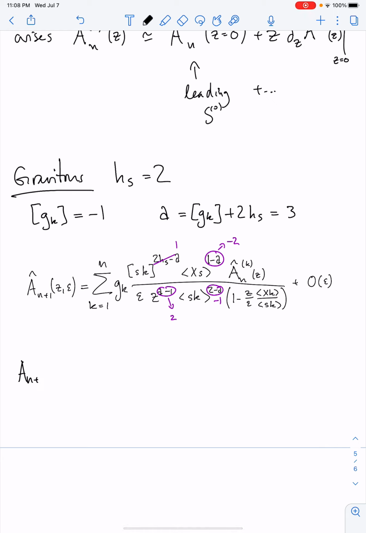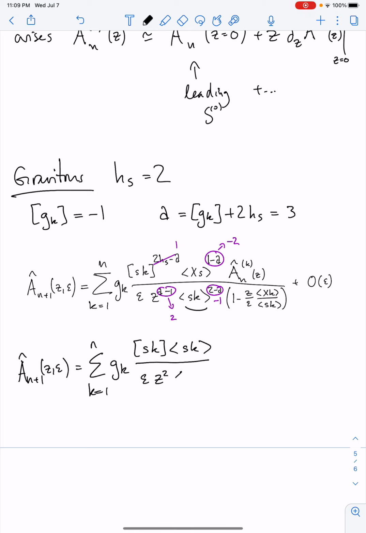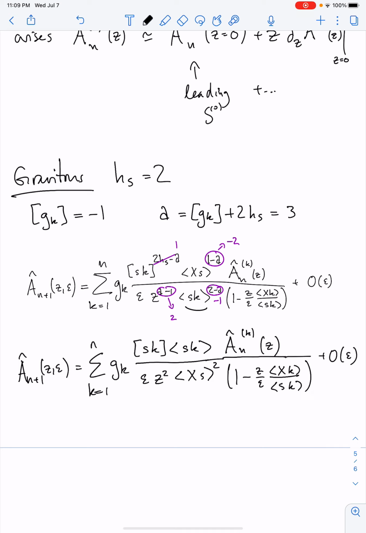So we have A_{n+1} is the sum over k equals 1 to n of whatever the coupling is from the graviton to the kth particle. And all I've assumed is that this has dimensionality -1. I've not assumed anything else about it. I have square bracket sk. This will get multiplied by an angle bracket sk from down here. And divided by epsilon times z squared times xs squared. And this is multiplied in the numerator by A_k, the n particle amplitude deformed at z, divided by 1 minus z over epsilon times xk angle bracket divided by sk angle bracket.